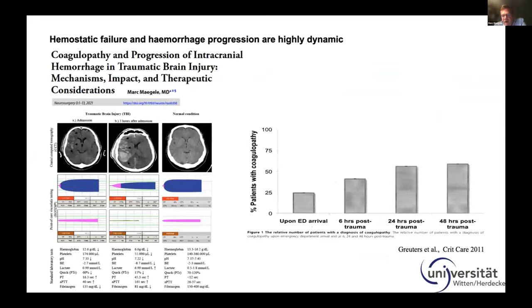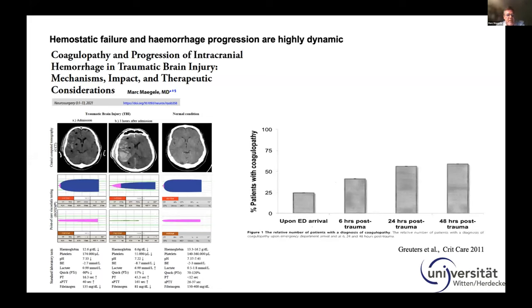What I really want to highlight is that hemostatic disorders in the context of TBI are definitely not a static condition. It's a highly dynamic condition. On the left-hand side is an example of a patient after a severe traumatic brain injury on admission. Look at the CT scan. It's a slightly deranged coagulation profile, but not substantially. I would consider this rather a reference coagulation profile, as evidenced by the viscoelastic testing trace and also by the conventional coagulation assays we ran on that patient.